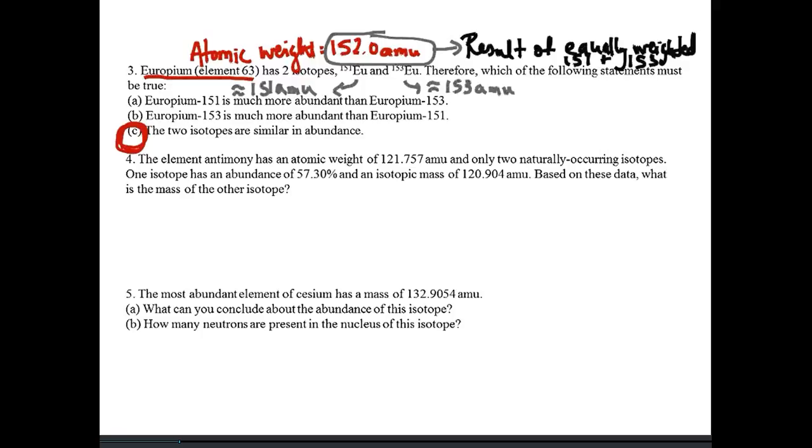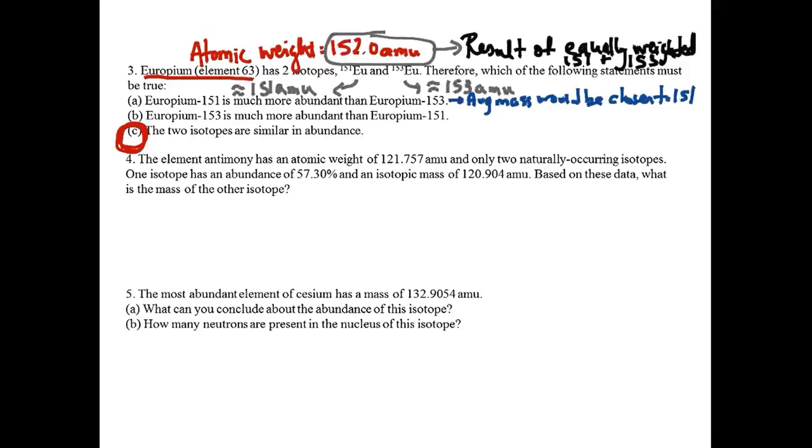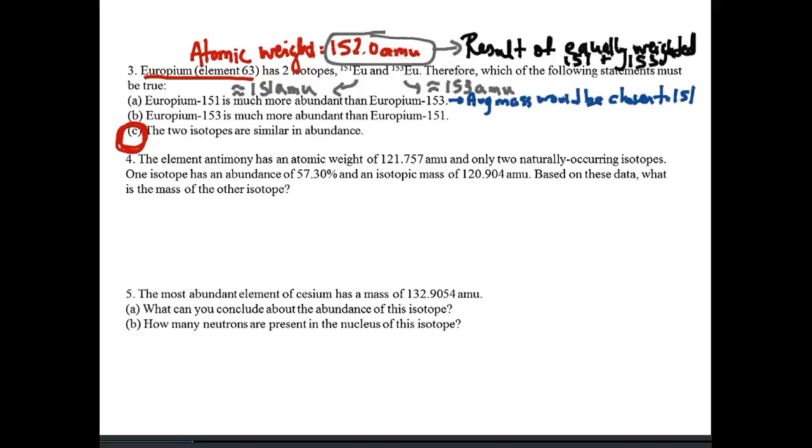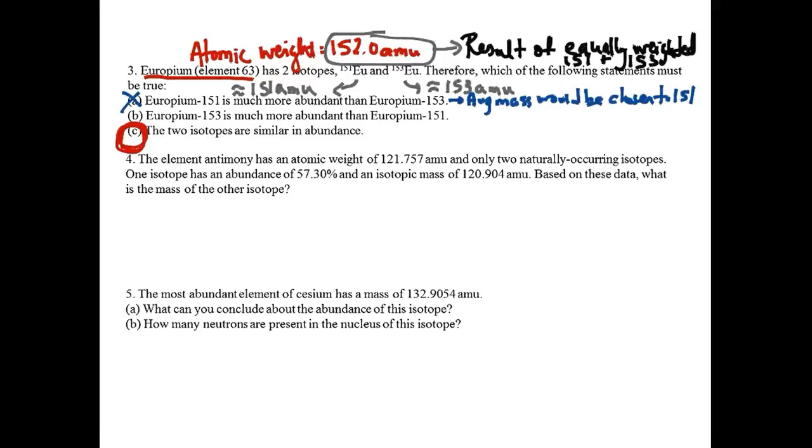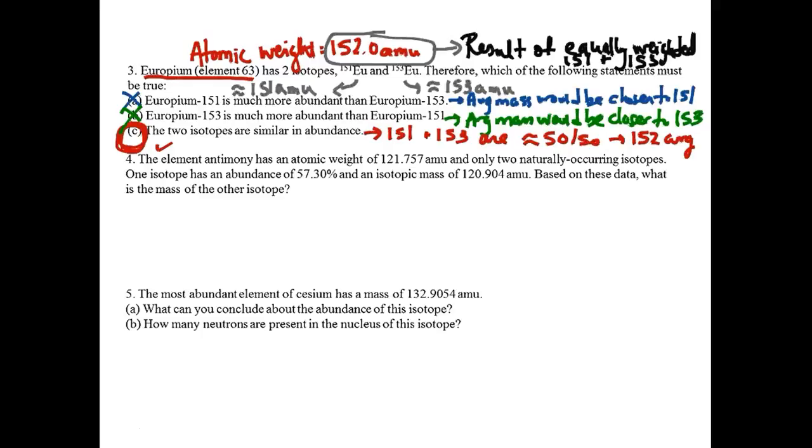So C is the answer, but let's talk about answers A and B just to rule them out, make sure everybody understands why they're not right. So answer A, europium 151, is much more abundant than europium 153. If that were true, then the average mass on the table would be much closer to 151 than it was to 153 because that number would be weighted more heavily. So we know that that's not true because the average mass is 152. If B were true, then the average mass would be much closer to 153, but it isn't, and so we know B is also false. So C must be the answer because 152 is halfway between 151 and 153, which means that they're about 50-50 in abundance.